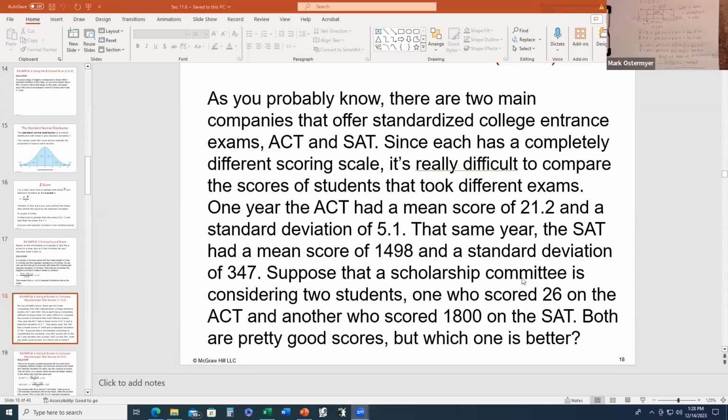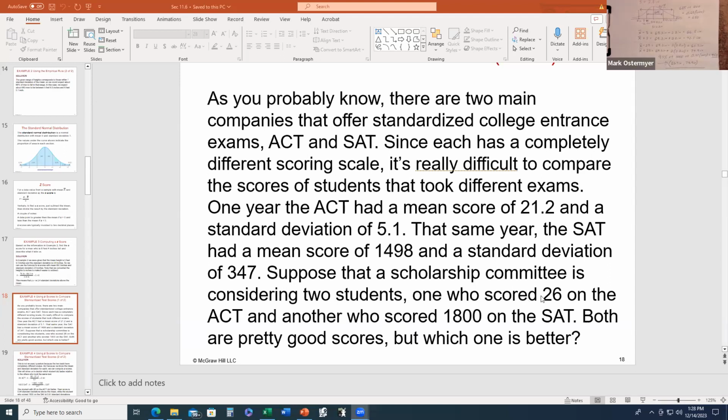Suppose that a scholarship committee is considering two students, one who scored 26 on the ACT and another who scored 1,800 on the SAT. Both are pretty good scores, but here's the million dollar question: who scored higher on their respective exam? Well, right now it's like trying to compare apples and oranges. Do you agree? Because they both have different means and standard deviations.